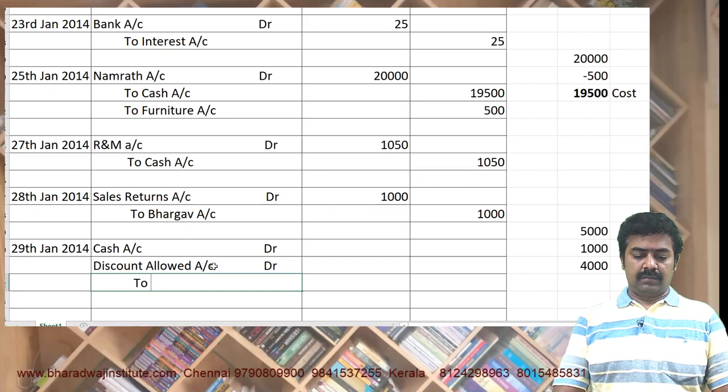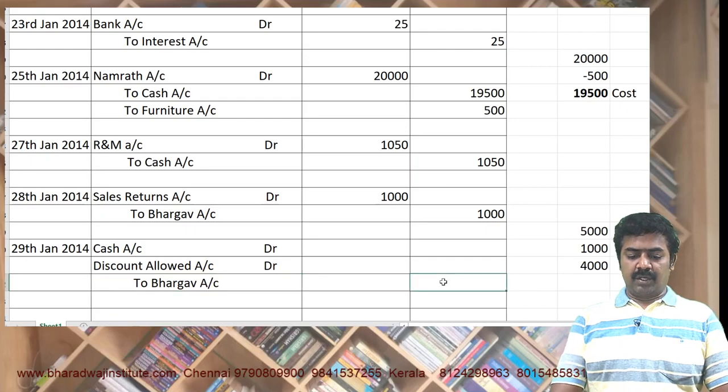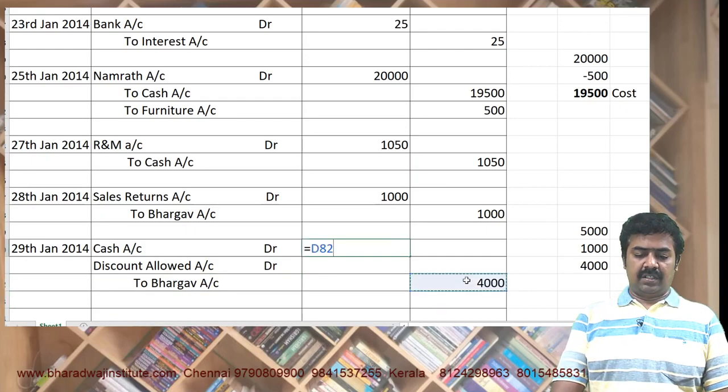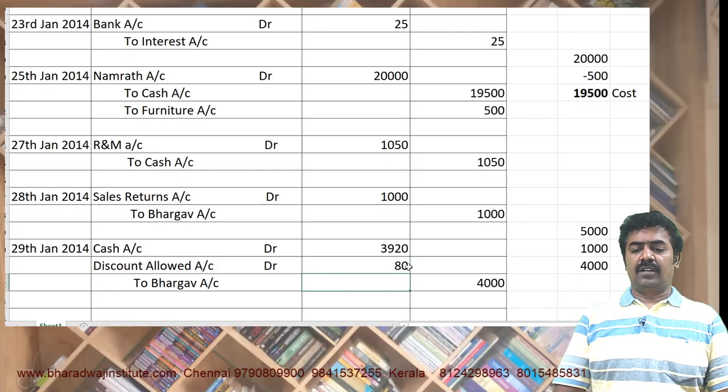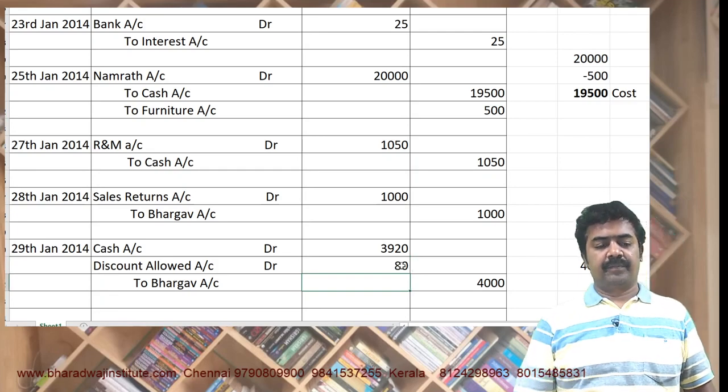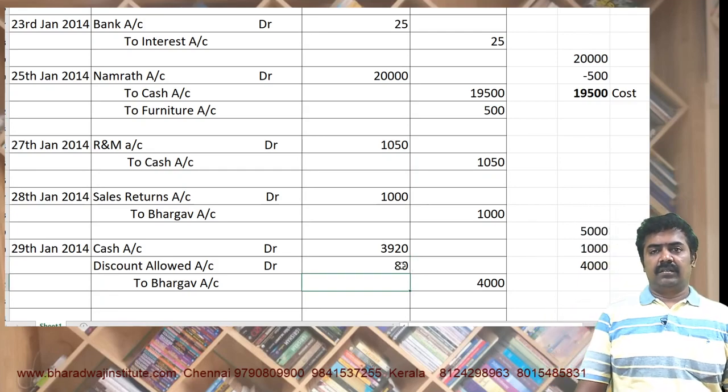Bhargav has to pay 4,000. He pays 98%. Balancing 4 will be discount, or 2% will be discount. Right?